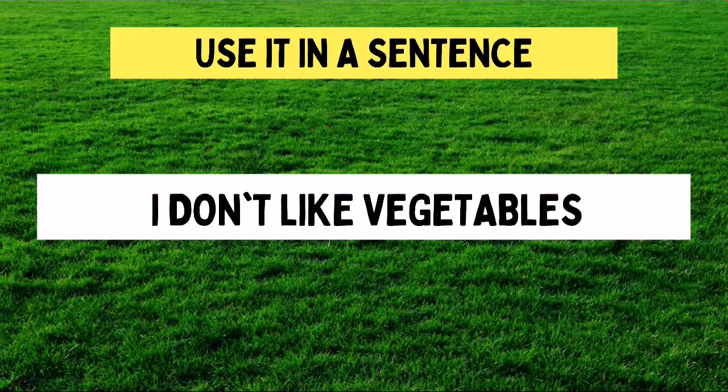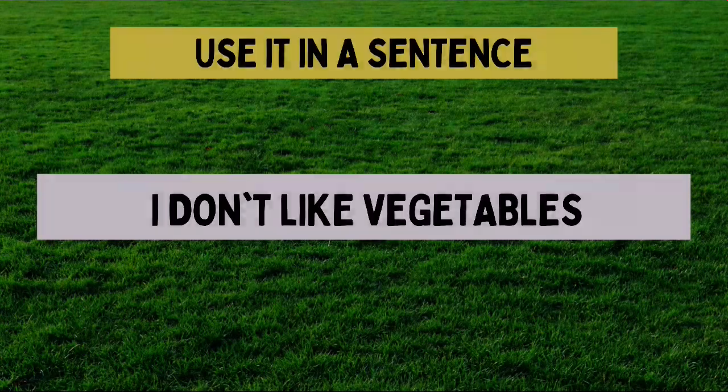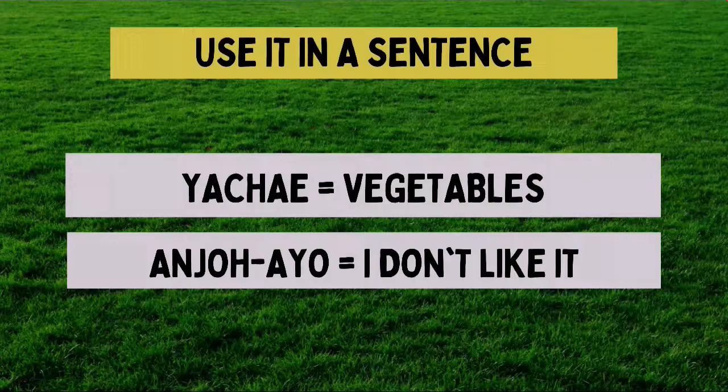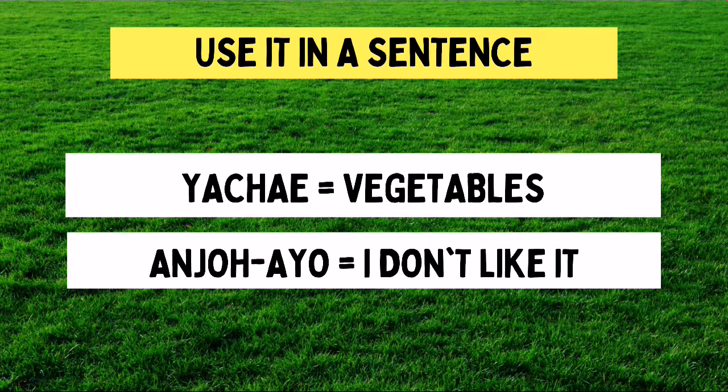Now that we have an idea about the meaning of the word anjoyo, let's try to look into this example sentence. It says, I don't like vegetables. The Korean translation of this sentence is 야채 안좋아요. Again, it's 야채 안좋아요. The word 야채 means vegetables. And the word 안좋아요, which is our word for today, means I don't like it. And therefore, if we combine the meaning of these two words, it would result to a sentence that means I don't like vegetables. Again, please remember that anjoyo is just the exact opposite of joyo, and we just added an to negate joyo.